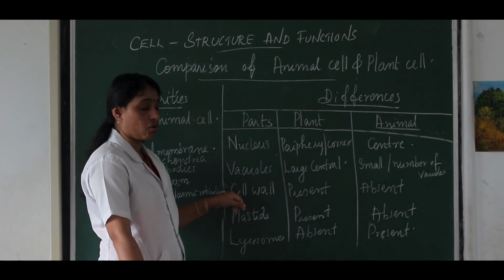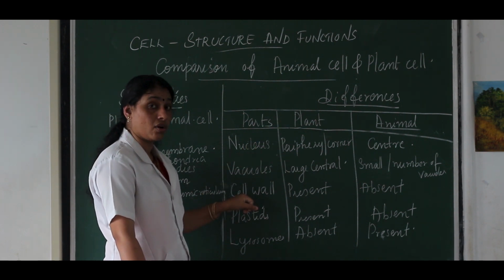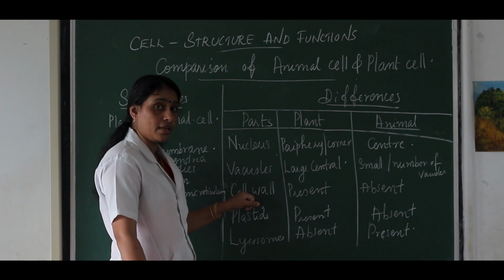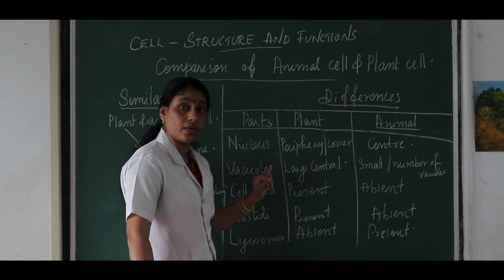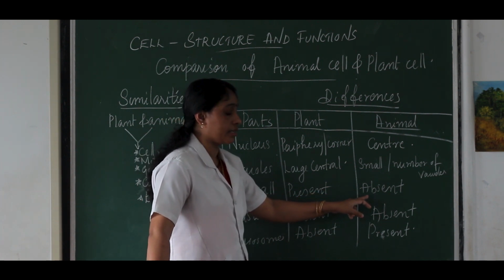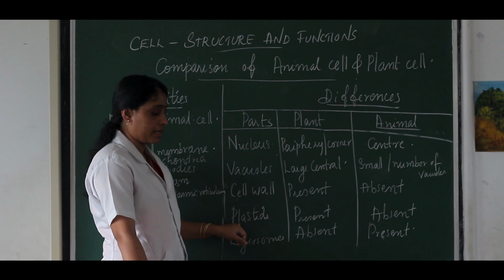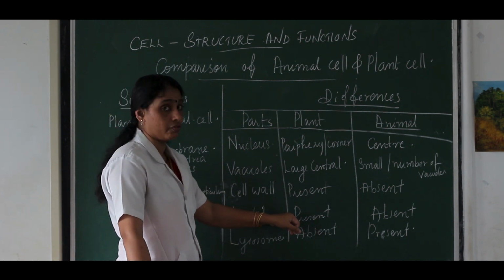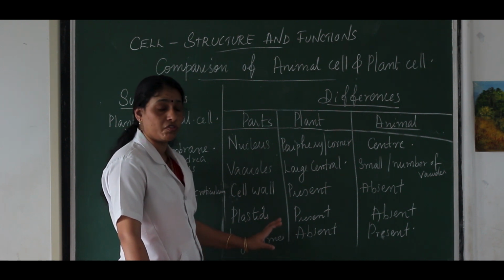Next one, cell wall. The plant cell has an extra covering of membrane surrounding the cell membrane, called the cell wall. It is present in the plant cell only, but in the animal cell it is completely absent. And the next one, plastid. It is only present in the plant cell, helping with photosynthesis because of the presence of chlorophyll in it.